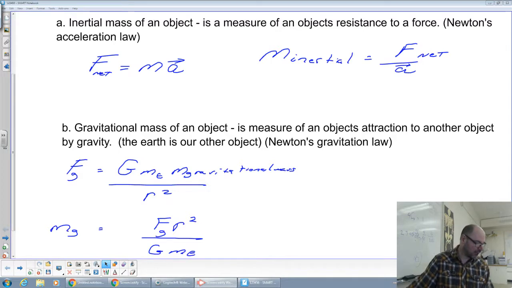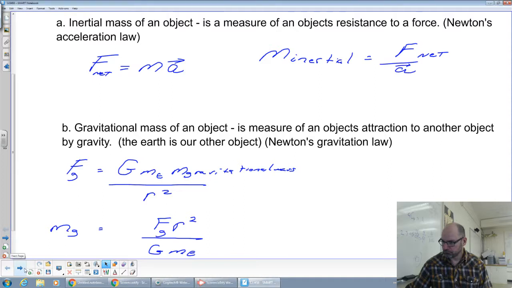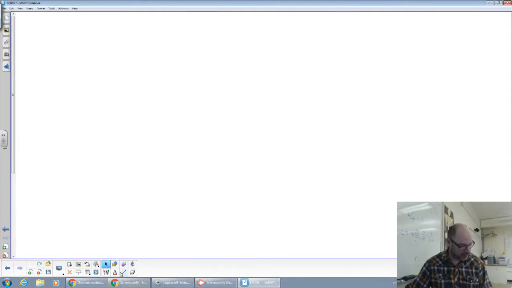Then we want to talk about something called the gravitational field. Basically, we're going to be talking about the gravitational field of the Earth. Let's do a little diagram of the gravitational field on the next page here. Let's say that we have this situation here. Let's draw the Earth here.